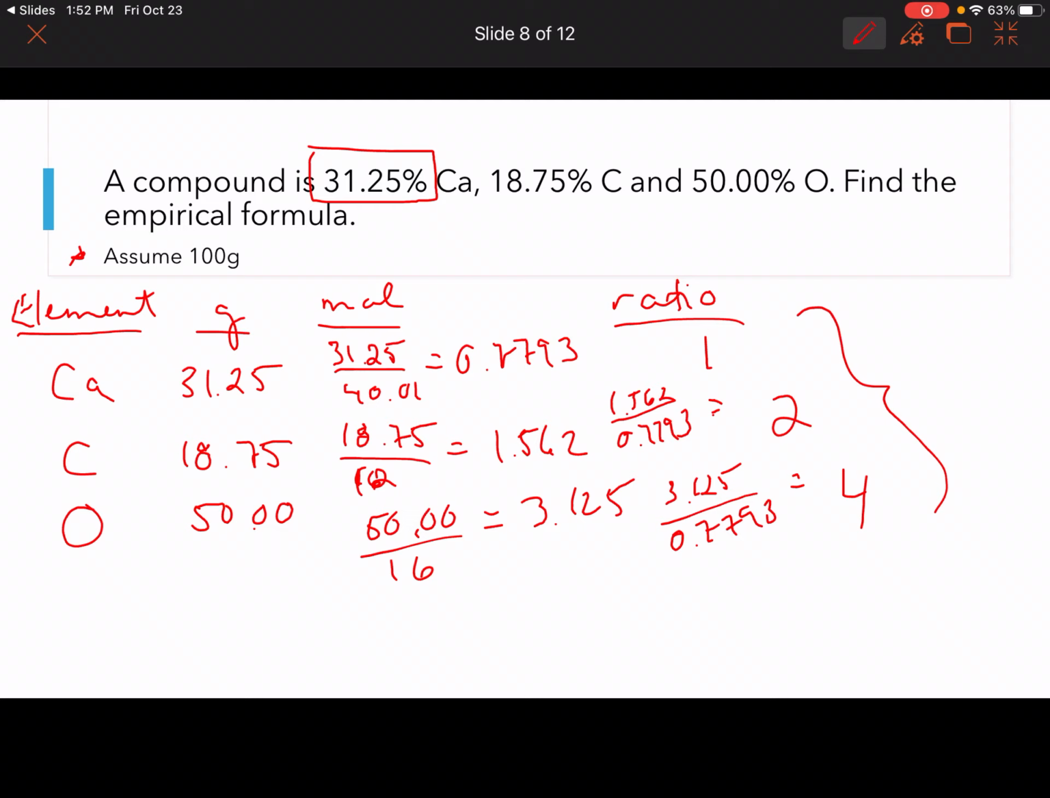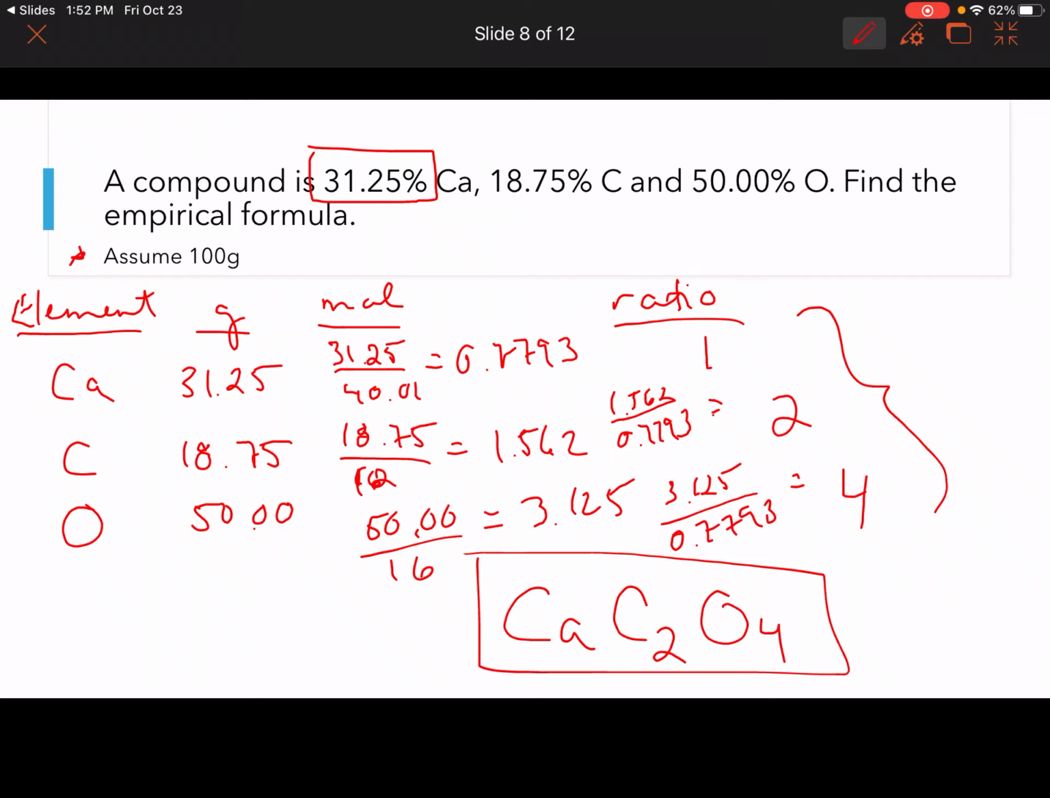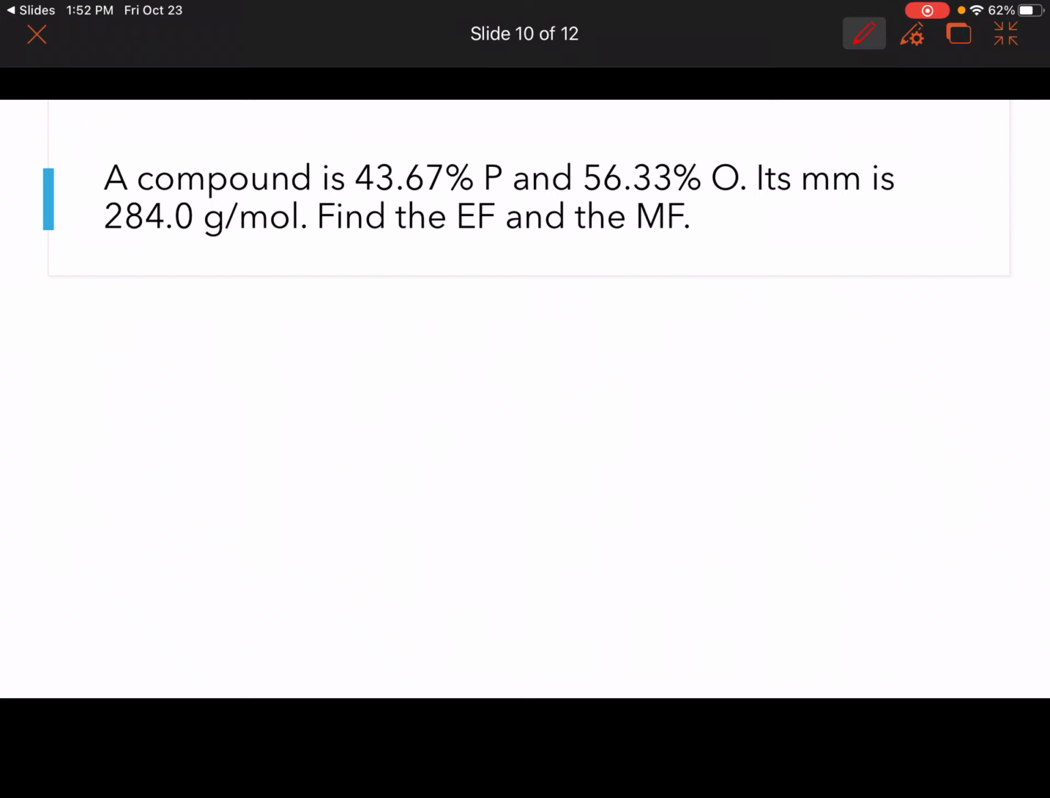And so then if we want to write that molecule, we're going to have 1 calcium, 2 carbons, and 4 oxygens. And so this is going to be the empirical formula here with a ratio of 1 to 2 to 4. Okay? I guess I had more room.